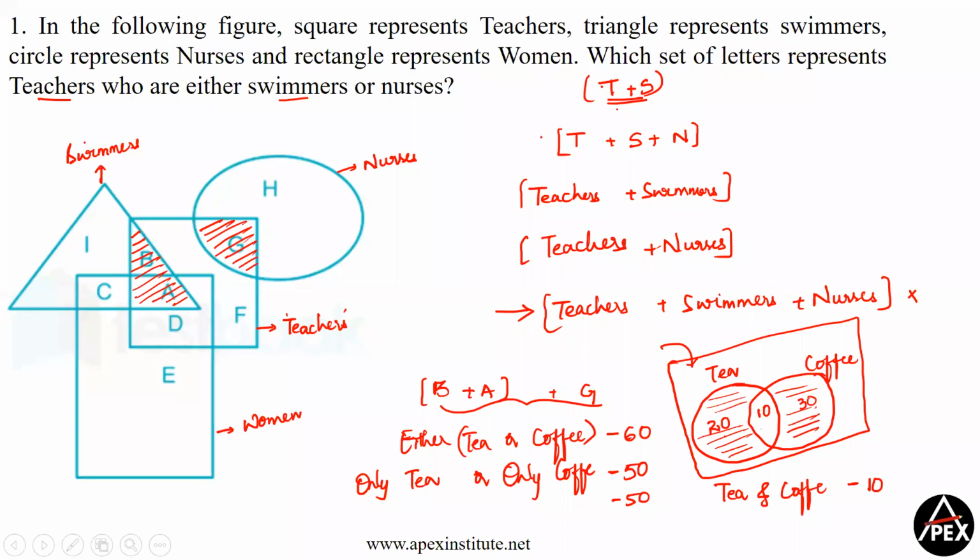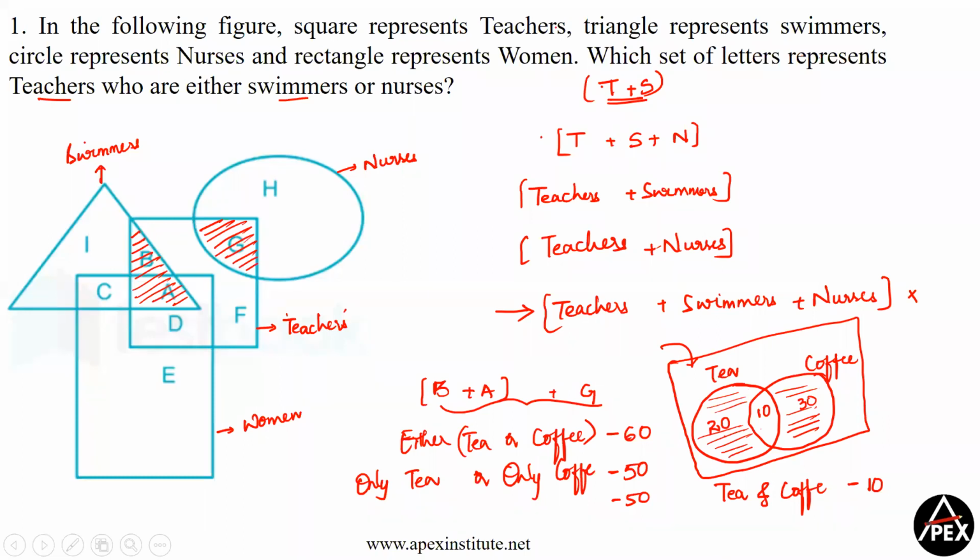So which set represents teachers who are swimmers? So you need to find the region common to triangle and square. So B and A. So the region common to triangle and nurses, G. So the answer should be B, A, and G. Clear?